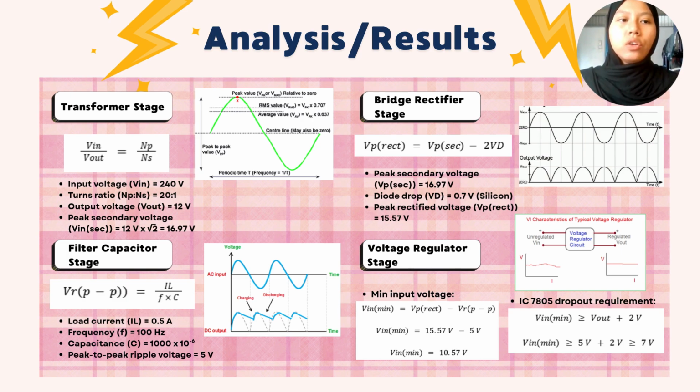As you can see in the top right graph, our wave transforms from an up and down wave into pulsating DC, which looks like a row of bouncy camel humps peaking at 15.57 V. But those bouncy humps are still too bumpy for a phone. That brings us to the filter capacitor stage.